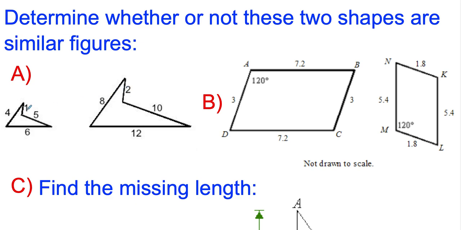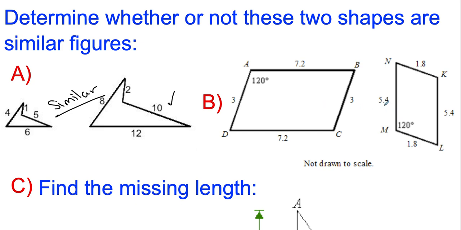So what I would do is go around to each corresponding side, times 2, yep, times 2, yep, times 2, and we're good. So these are similar. Just look at every single one of the sides and see if we have the same scale factor.